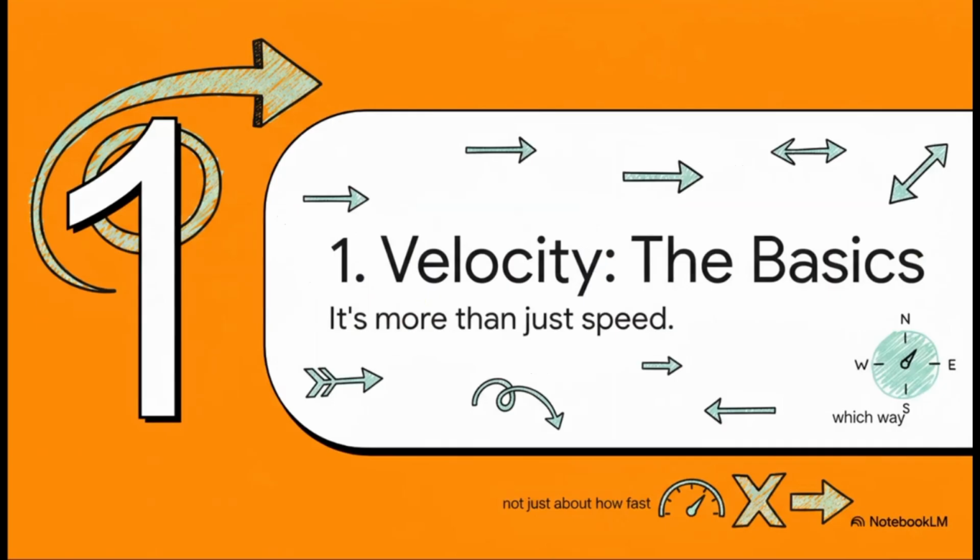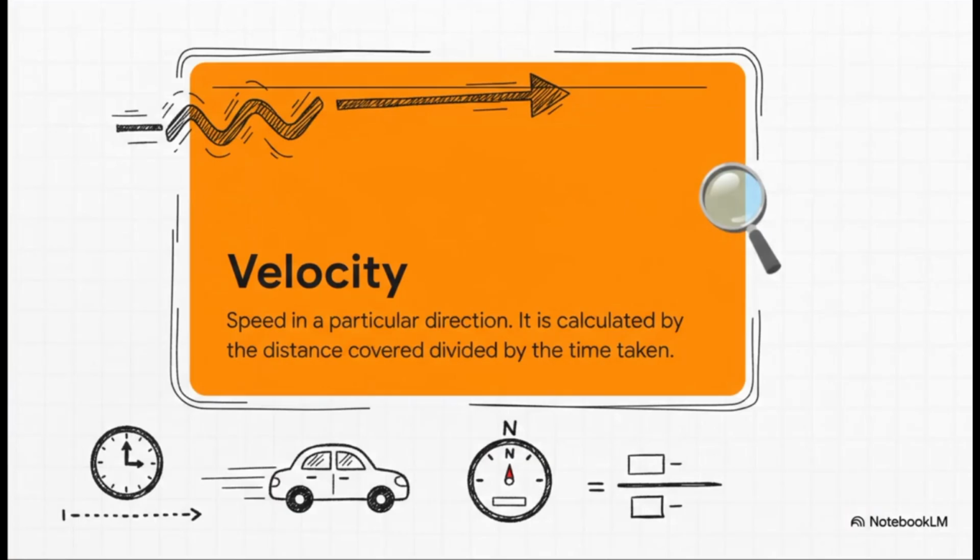All right, first things first. We've got to be real clear on what we're actually measuring here. It's not just about how fast, it's also about which way. Okay, so what is velocity? Look, in simple terms, it's just speed, but with a direction.